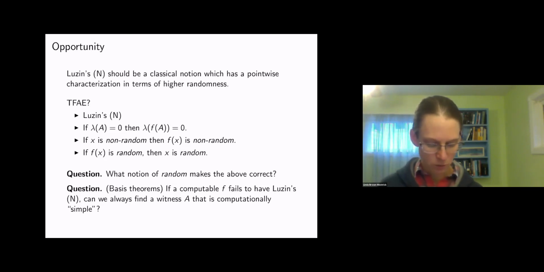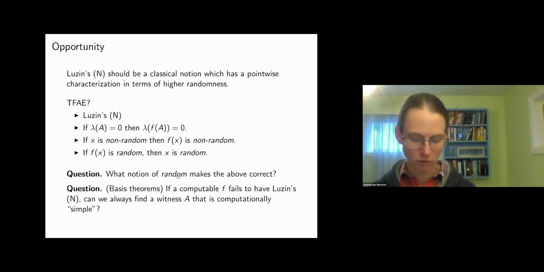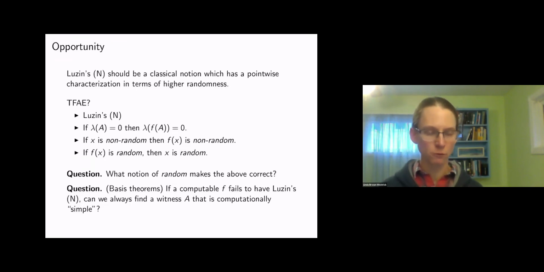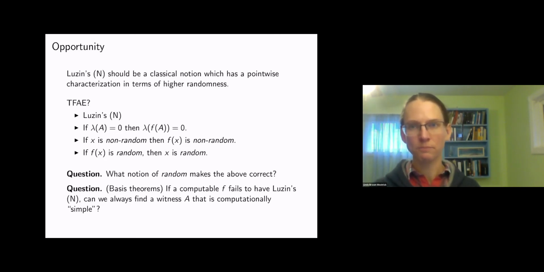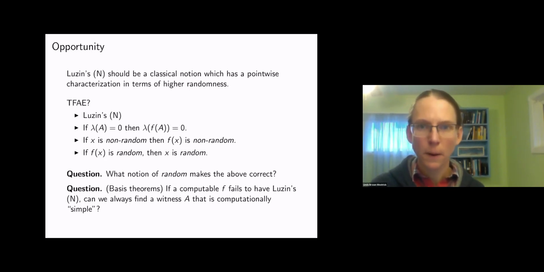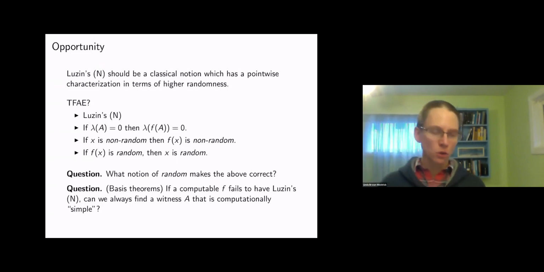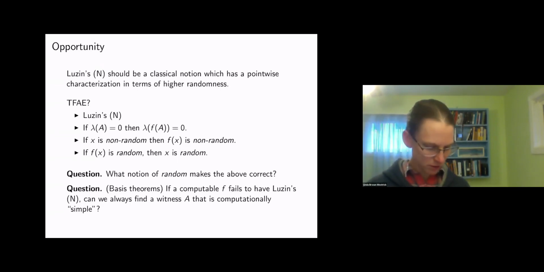So then the question is, can we make this precise? What precise thing should be filled in for random in order to make this vague thing a true statement? And then another kind of question that we can ask has to do with basis theorems. Suppose that we do have a computable function that fails to have Luzin's N. Well, how simple can we find the witness? We've already seen there are a couple of kinds of witness that we might hope to find. We might hope to find a closed witness, or we might hope to find just a G delta witness.